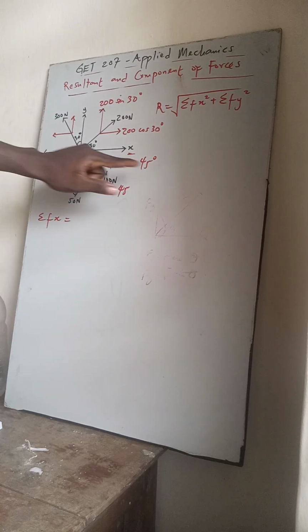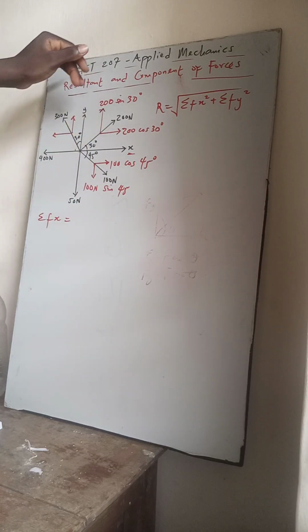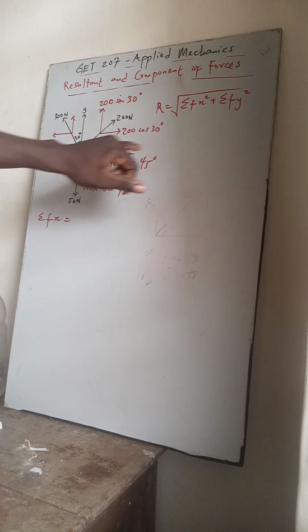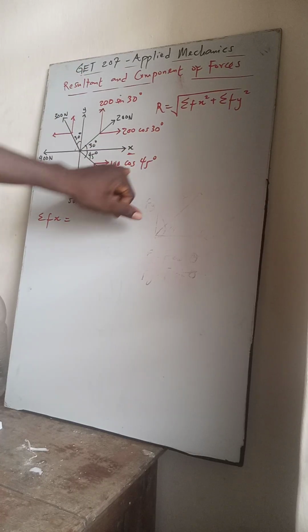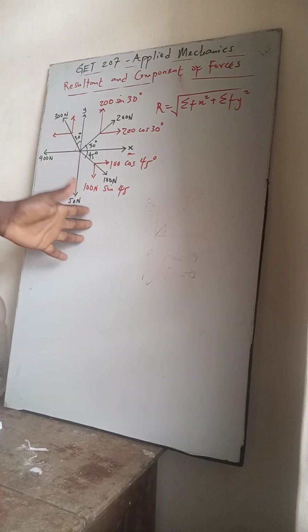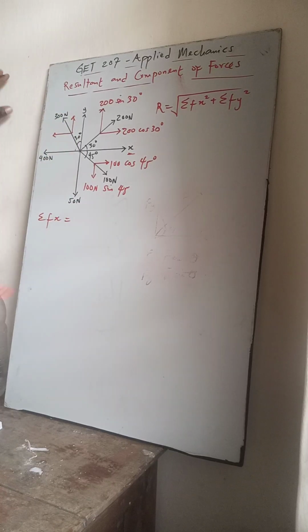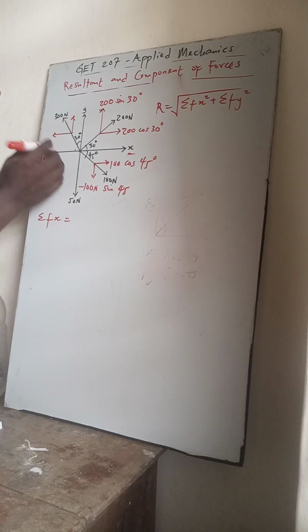Now I said for horizontal, when the angle is applied to the horizontal, the x will be cos, then the vertical, the y-axis, will be sin. So let's come in. Here we have this one facing down. This one will be minus because it is opposite the y-axis. It is minus y. So here, what do we have?